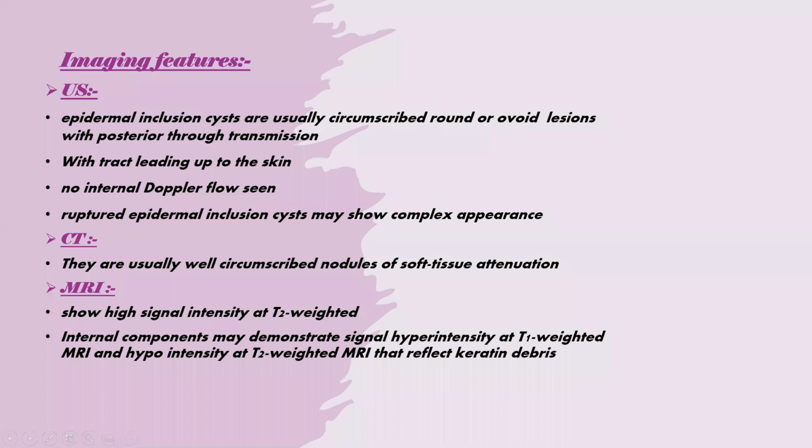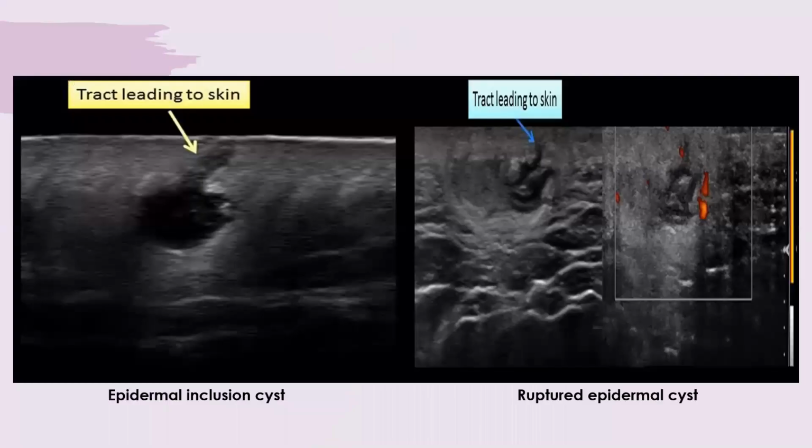MRI shows high signal intensity on T2. Internal components may demonstrate signal hyperintensity on T1 weighted and hypointensity on T2 that reflects keratin debris. This is the epidermal inclusion cyst with the tract leading up to the skin, and this is the ruptured epidermal cyst. نشوف إنه تصير more heterogeneous وبيها peripheral vascularity.